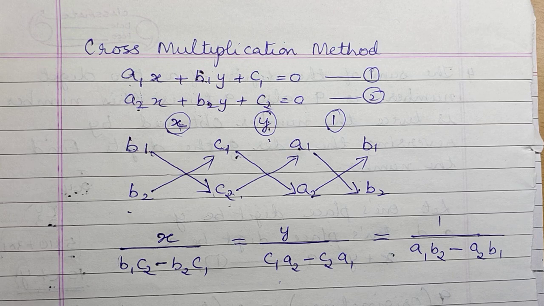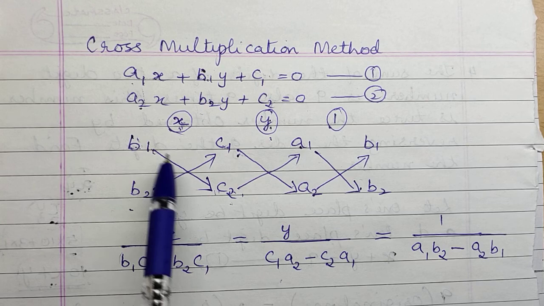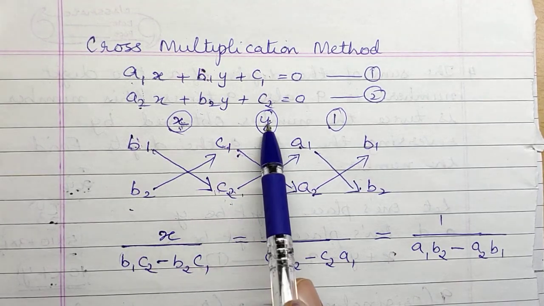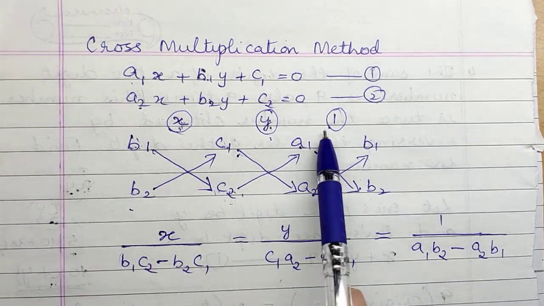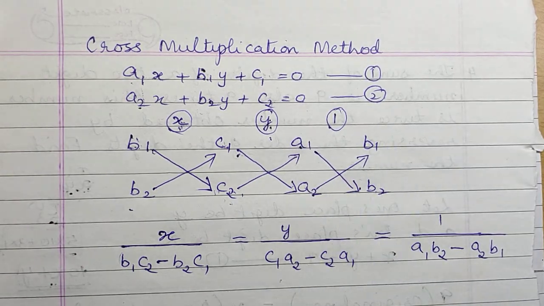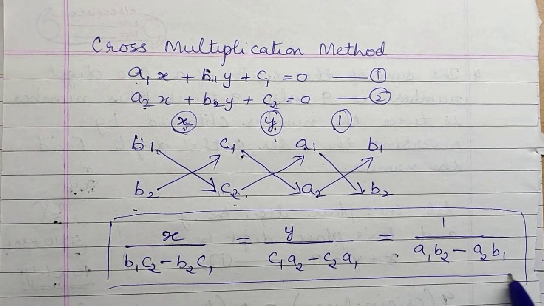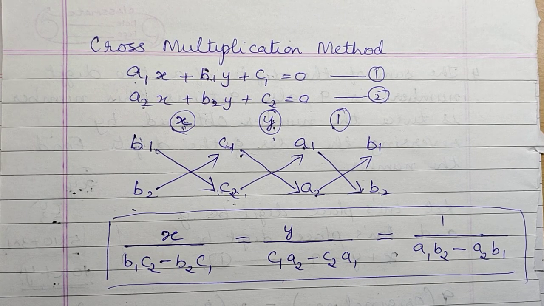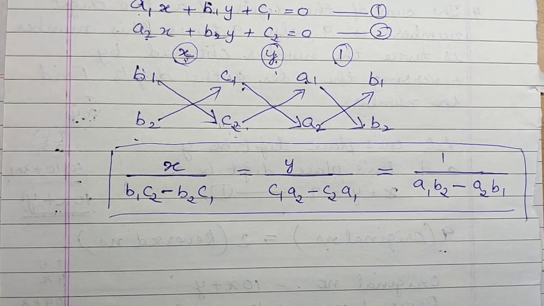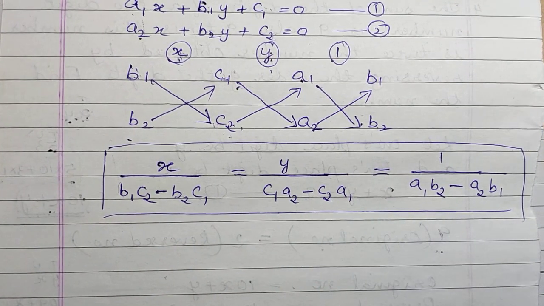Any sums that come, you have to write like this. Use this formula and find the values of x and y. So hope you understood this one. First x by b1c2 minus b2c1 equals y by c1a2 minus c2a1 equals 1 by a1b2 minus a2b1. So this is the formula. Same method, if you write, you can solve the pair of linear equations by the cross multiplication method. This is called cross multiplication. Here you are cross multiplying. So that is the name, cross multiplication method.